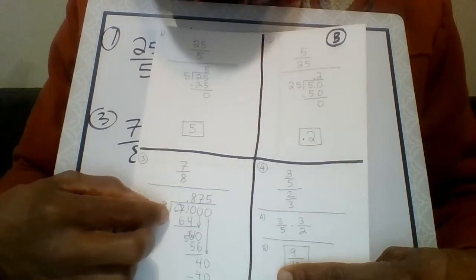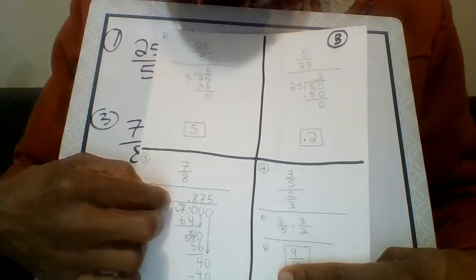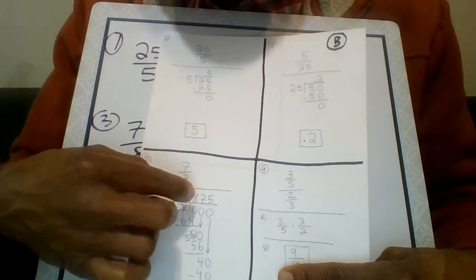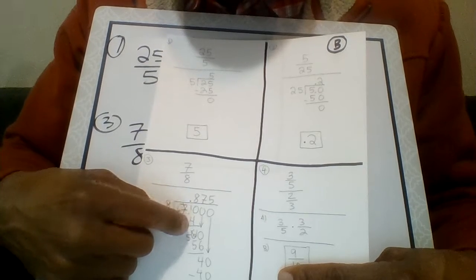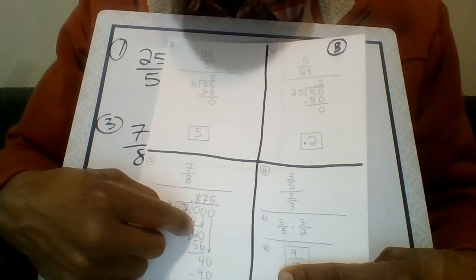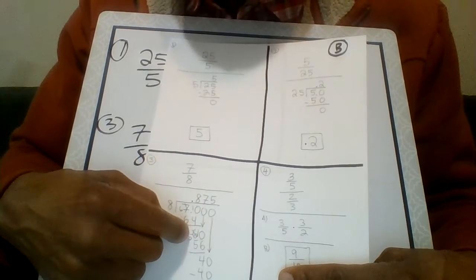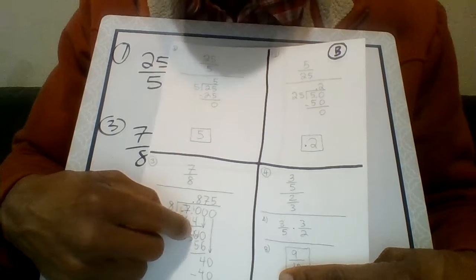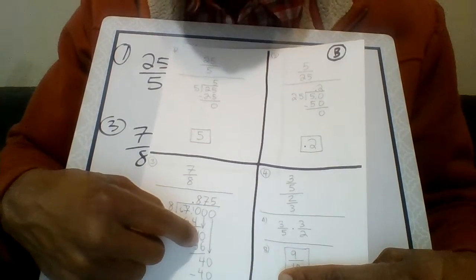Why? Because once I find how many sets of 8 there are in 70, I'm going to go ahead and make that 8. That's going to give me 64. I'm going to find the difference of 10 and 4, it's going to be 6. Well, there are no sets of 8 that can go into 6, so I must bring down another 0. We find that we have 60 here, so we're going to have 7 sets of 8, which will give us 56.